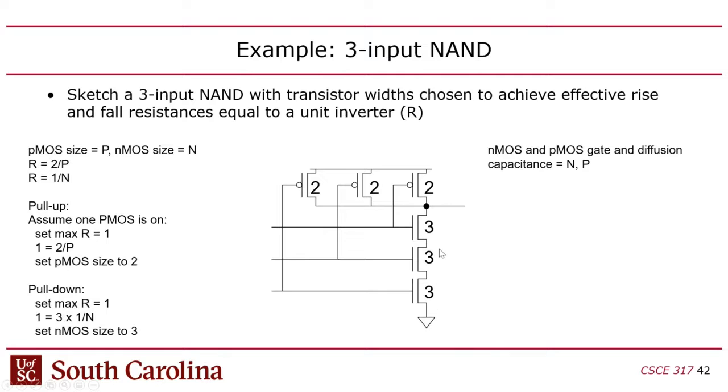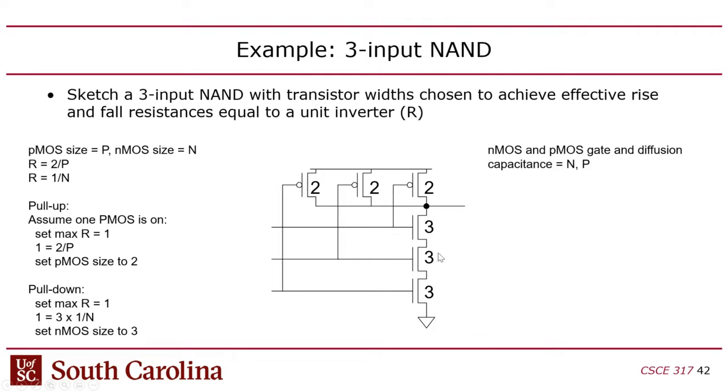Hopefully I don't lose you guys, but notice that the nMOSs here are 3 and the PMOSs are 2. Now you might say, well, that contradicts what you said earlier. Your PMOSs are supposed to be twice the width of your nMOSs. Yes, normally that is the case.